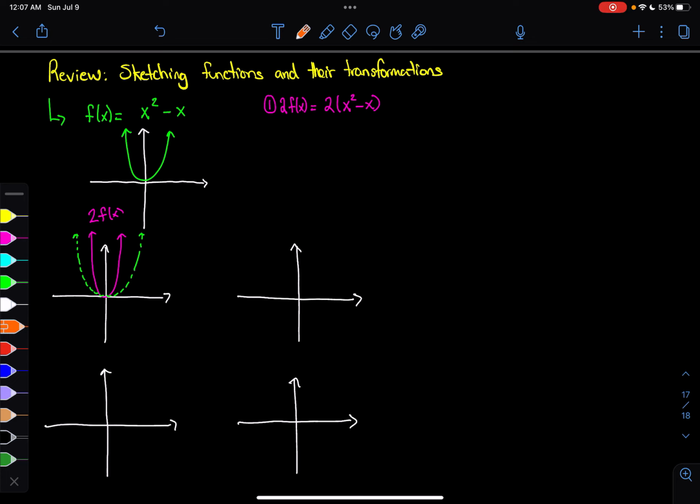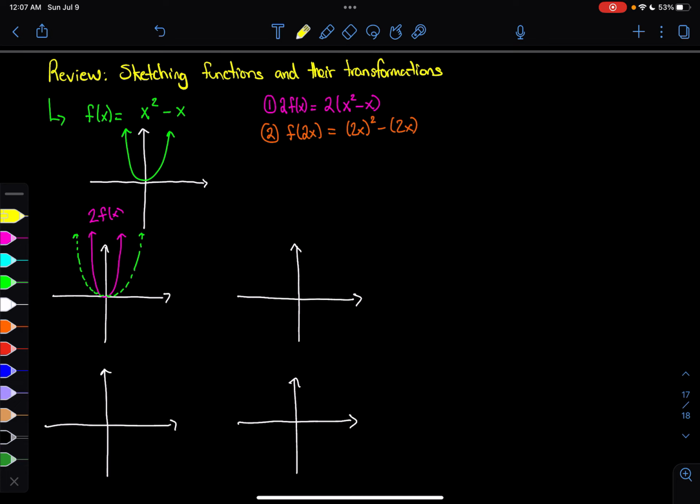Let's see. So what else could we do? What happens if I were to take my function and multiply the inside by 2, okay? What is this going to do? So what happens if I take my function x squared minus x, and now I have 2x squared minus 2x, right? What does this do?